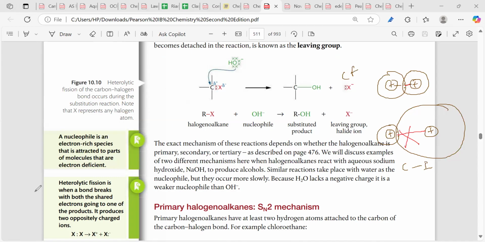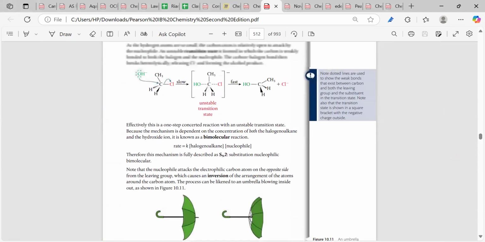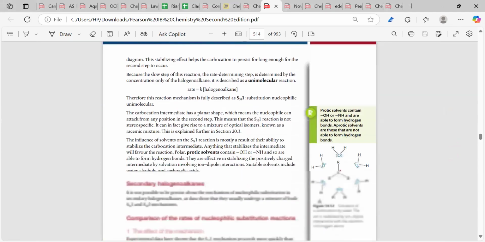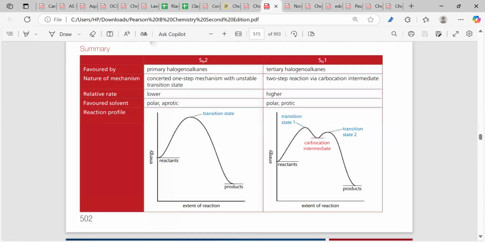Fine. Now remember one thing, that when we talk about SN1 and SN2, from the graph also we can tell. Our SN2 reaction will have a single hump graph. Our SN1 reaction will have a double hump graph. And the SN1 reaction will move via a carbocation, and SN2 will move via a transition state.